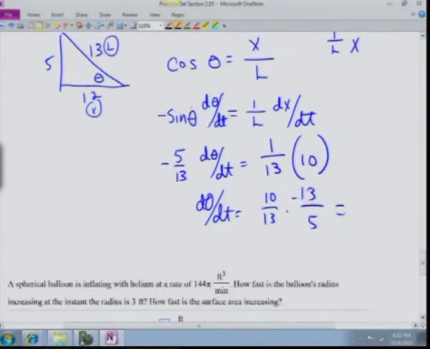What do I get? Would it be negative 2? Oh, I know. It's still negative 2 radians per second. With that problem, yeah. Okay. We good? Yes, sir.